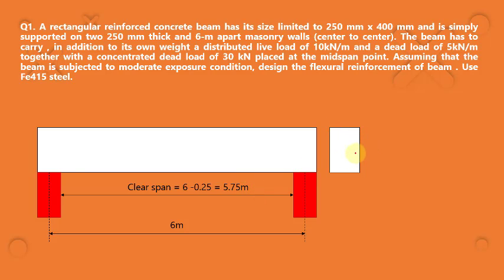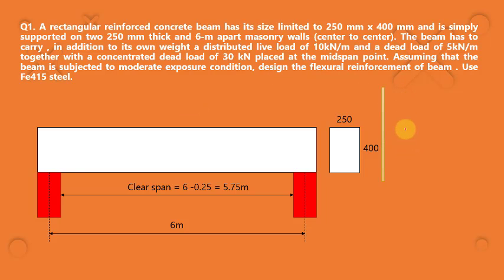Given is the cross section. So the cross section has been given to you. The width of the beam is 250 mm and the thickness of the beam is 400 mm. Now in this beam we have service load which is acting. It is a live load of 10 kilonewton per meter, dead load of 5 kilonewton per meter, and also we have a concentrated dead load of 30 kilonewton which is acting at midspan point.